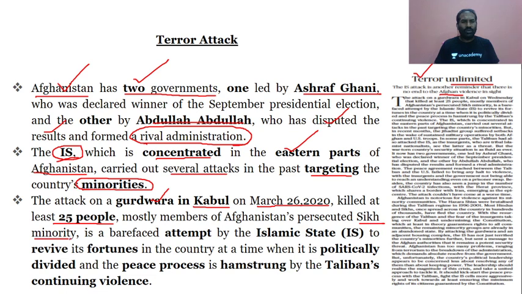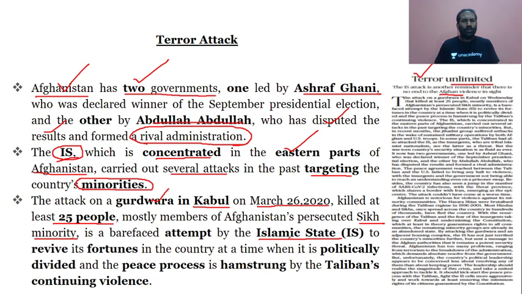So when we are talking about the minority here in this case, it is the Sikhs, but earlier also the minorities were the Sikhs and also the Hindus sometimes, and then the Shias also. So there was an attack on a Gurudwara in Kabul, and that attack has killed 25 people. That is mainly the Sikhs who were targeted, and this attack was by the ISIS.